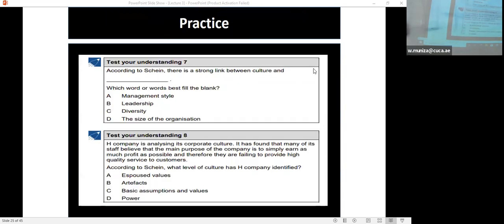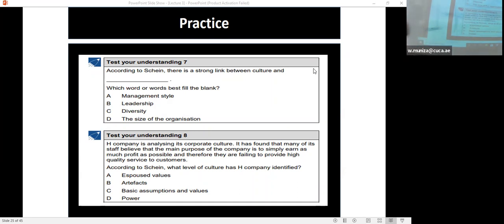Option D is the right one. Understanding number seven, students, which word or words best fill in the blanks? Now I will be asking you people, you have to fill in the blanks. According to Schein, there is a strong link between culture and which thing? Management style, leadership, diversity, the size of the organization. Rabia will be telling us.